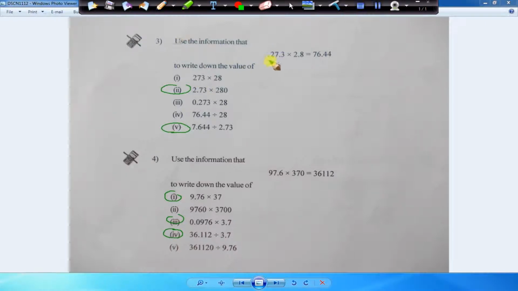So use the information that 27.3 divided by 2.8 equals 76.44. Now, let's compare this with this. Now, let's also make it bigger. Can you remember these bottom numbers 1, 3, and 4? So I'm going to make it bigger. I have to delete some stuff now. Okay, let's make it bigger. It's too small.